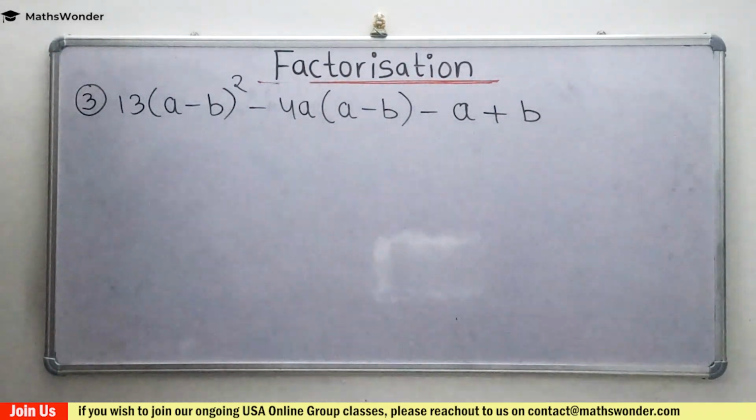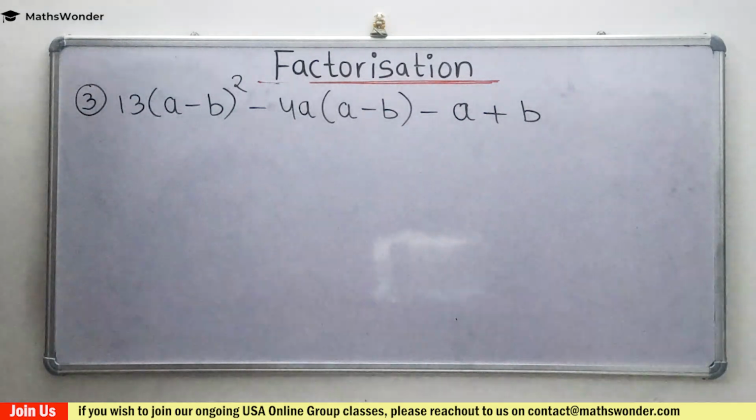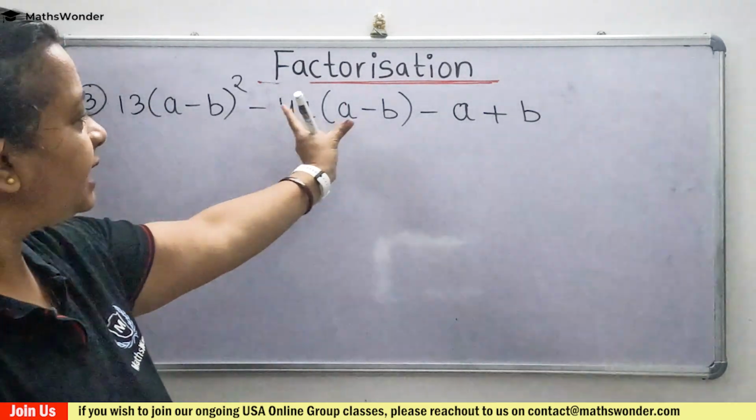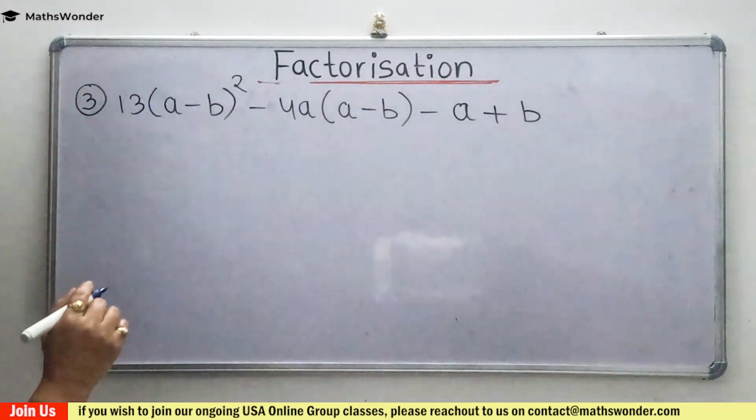Now in this question, you have to find the greatest common binomial. But see, this negative sign separated this, right? This negative sign separated this, and this is this. Now, what is the difference here?